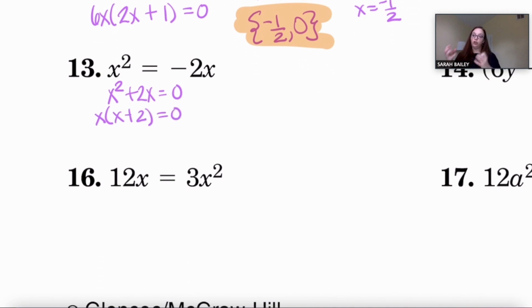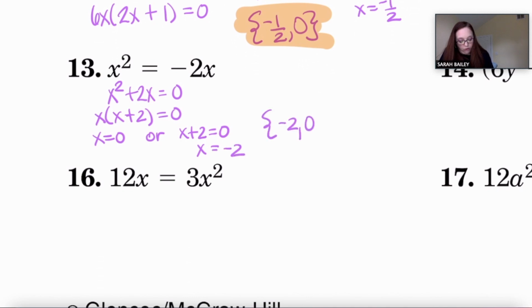So now I've got 2 factors. And this would work if you had 3 factors also. So either x is 0 or x plus 2 is 0. Well, if x plus 2 is 0, then we're at negative 2. So my solutions are negative 2 and 0. That's it. Make sure you're writing the brackets like you see me doing and not parentheses here. So if you were to write a parentheses here like that, that would be an ordered pair. And that's not what this is.